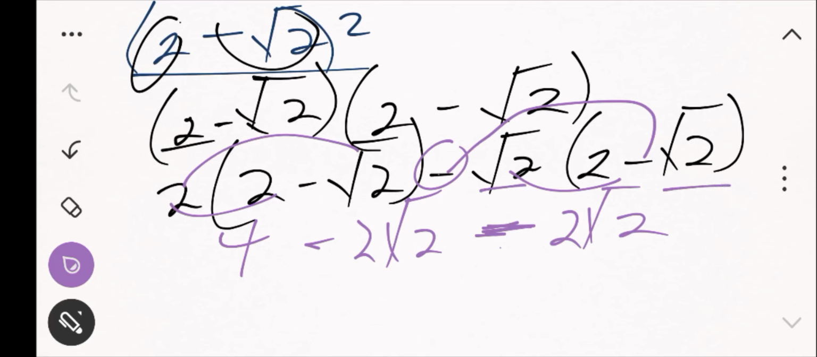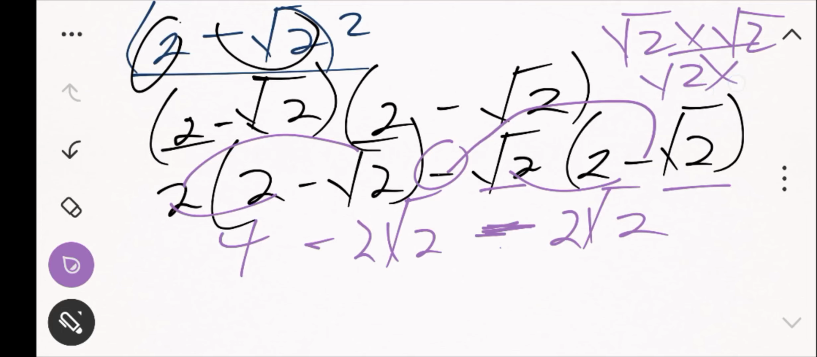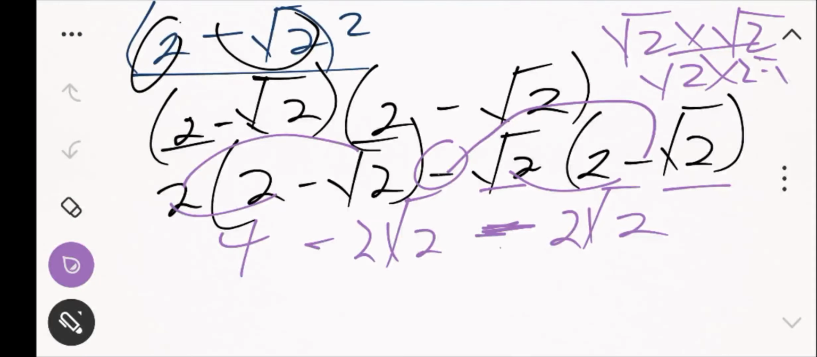So root 2 times root 2, what will be the answer? Check something here. If you are multiplying surds, we said extend the bracket: 2 times 2. In this case, you are getting root 4. And what is root 4? Root 4 is 2. Do you remember? Yes. But this is negative times negative, so we have positive. So we have 2 here. So this is what we have.